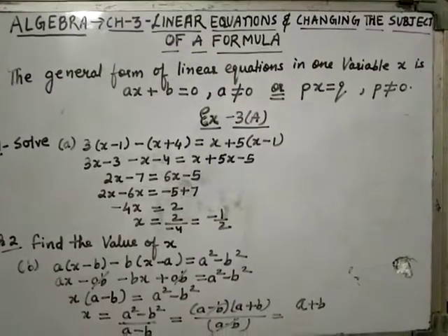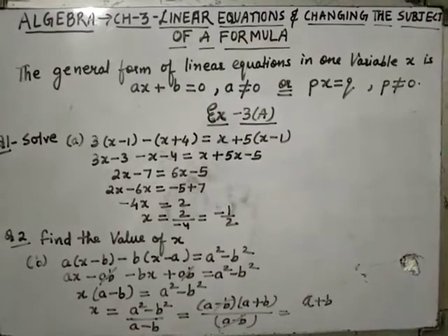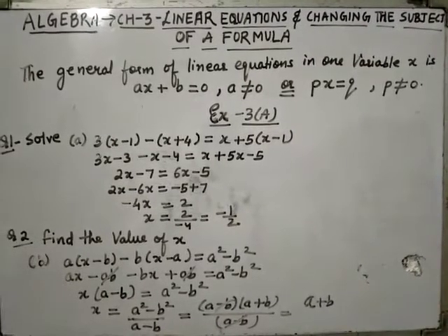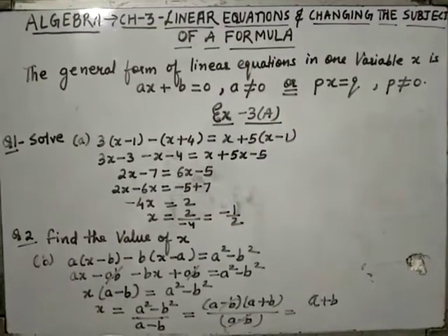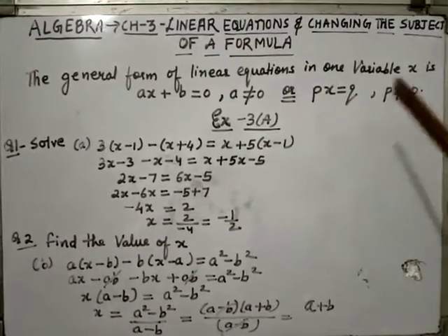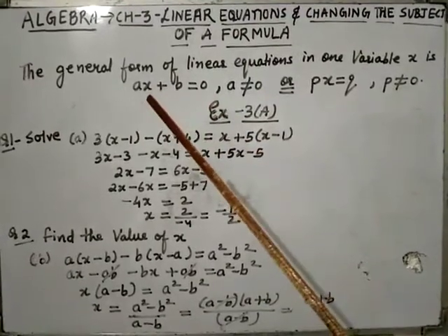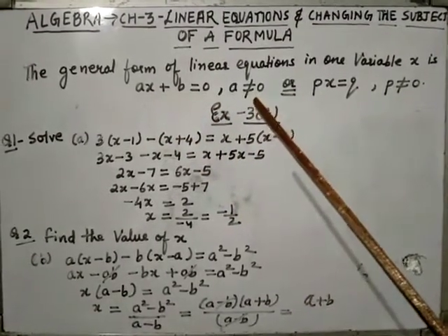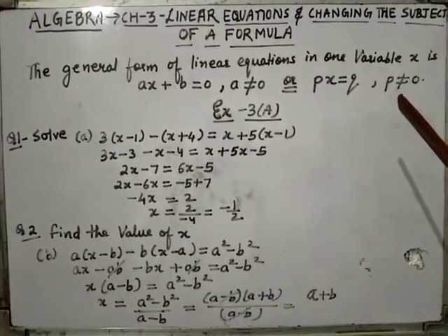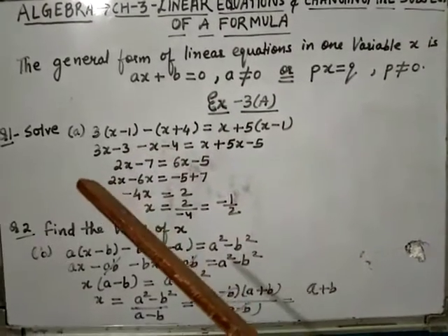Hello students, in this video we will see Unit Algebra, Chapter 3, Linear Equation and Changing the Subject of a Formula. सबसे पहले हम ये जानेंगे कि linear equation किसे कहते हैं. We know that the general form of linear equation in one variable x is ax plus b equal to 0, where the variable is x and a is not equal to 0, or px equal to q where p is not equal to 0. So in the first exercise we have to find out the variable of the given question.